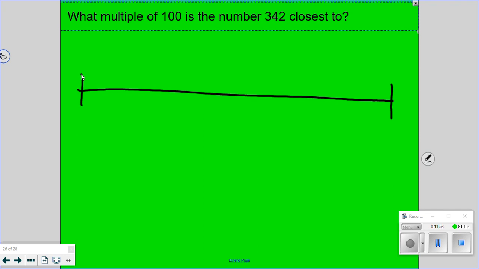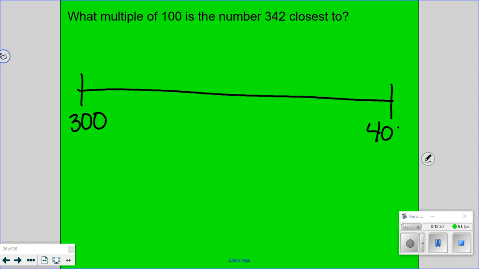Evelyn? 300 to 400. How did you figure that out, Evelyn? Because I looked at 342, and then I added 100, which is 400. Beautiful. So Evelyn said, you know what? It makes sense that I start at 300 because I have to figure out 342. And then Evelyn remembered, oh yeah, I have to have 100 numbers. So my endpoint is going to be 400.